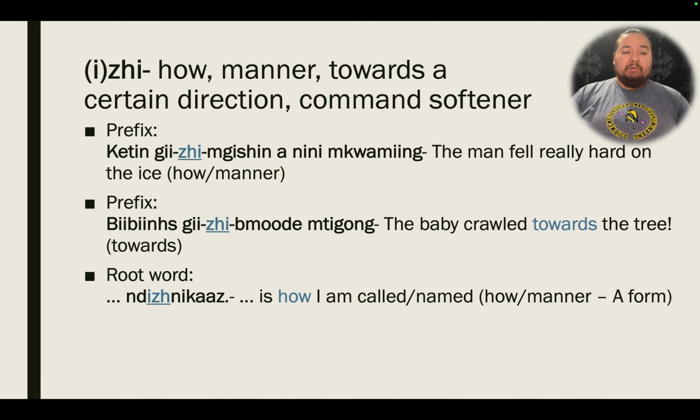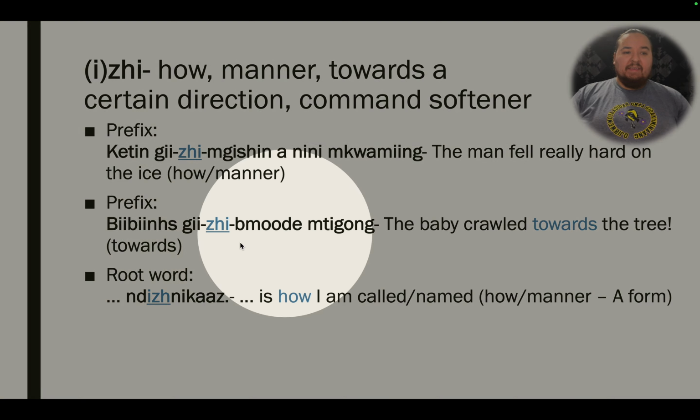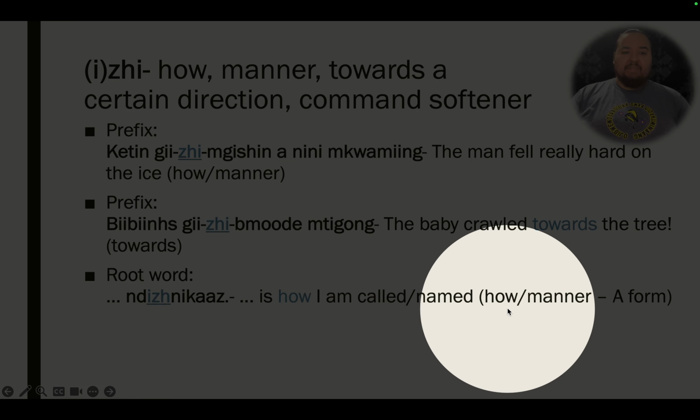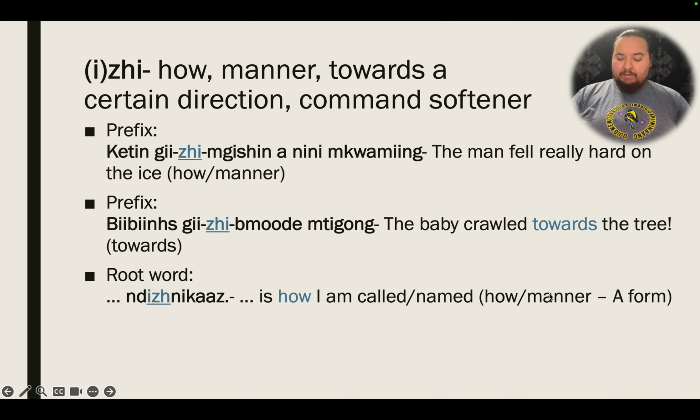Next one, we have it in root word, indej. So when you say indej, that ish part means how. So when you say indej, you're saying blank is how I am called. And so that's the how or manner. And this is used in A form as well. You can use it in B form, C form, whatever. The two other versions were in A form, though.